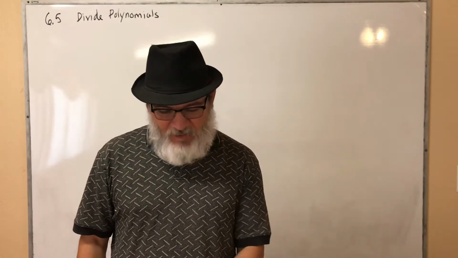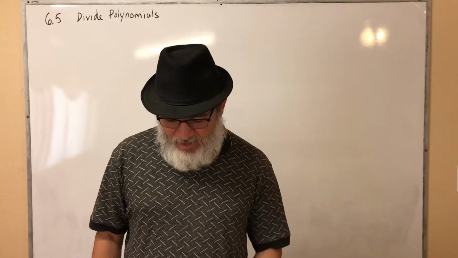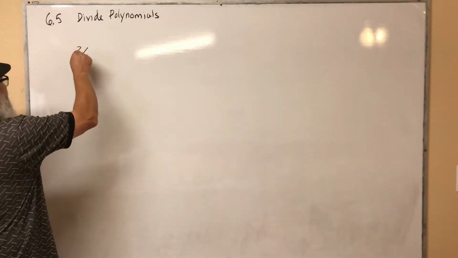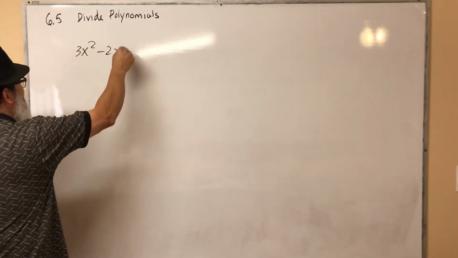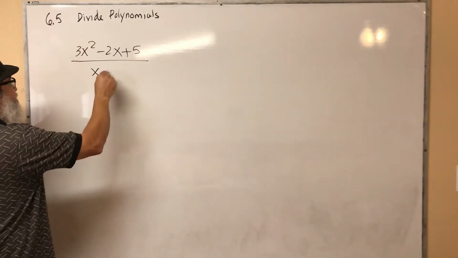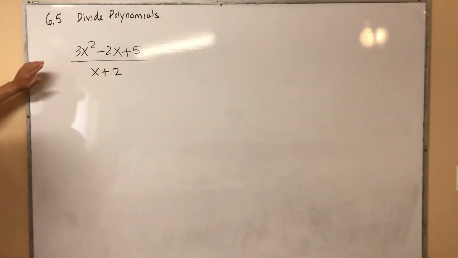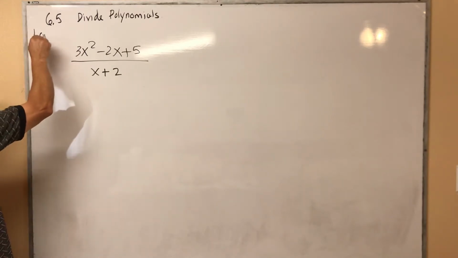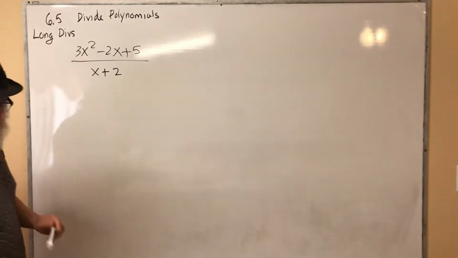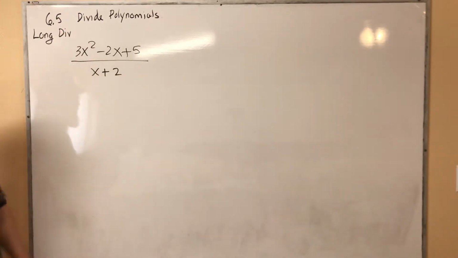For example, let me take this problem right here. Let me take 3x squared minus 2x plus 5 divided by a binomial x plus 2. Okay? And we're going to do it with long division. Long division, guys. Okay? Should leave it like that. All right.